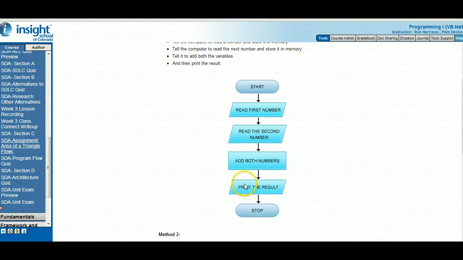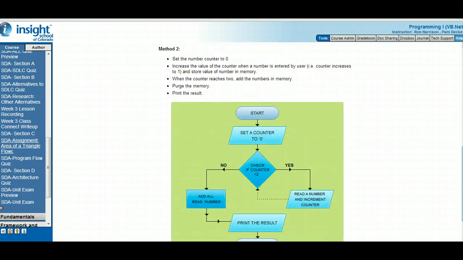Again, that has the diagonal sides, the parallelogram. So these two things are input, this is output, and this is a programming application or an activity the computer does. And then start and stop are always ovals. So that is this flowchart, and this would be adding 2 numbers. Now imagine if you were adding 20 numbers together. You'd have to read first number, read second number, read third number, read fourth number. This thing would be huge, wouldn't it?